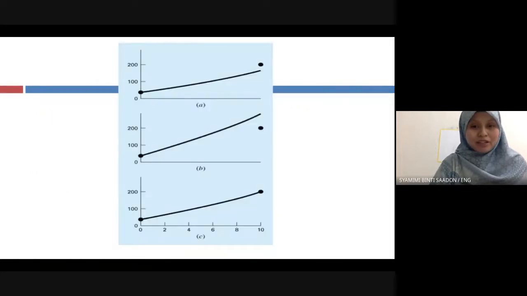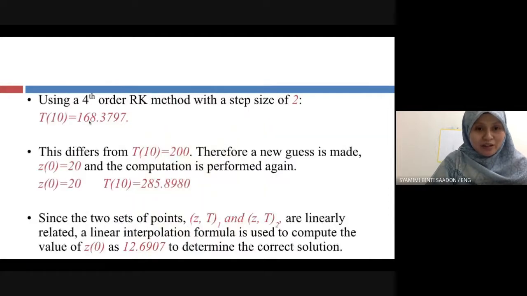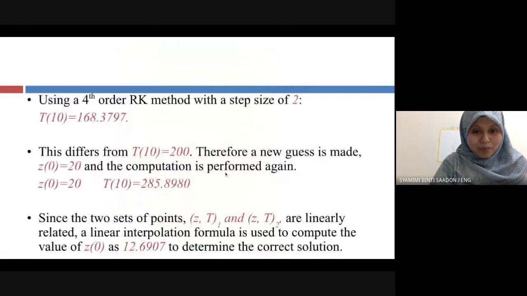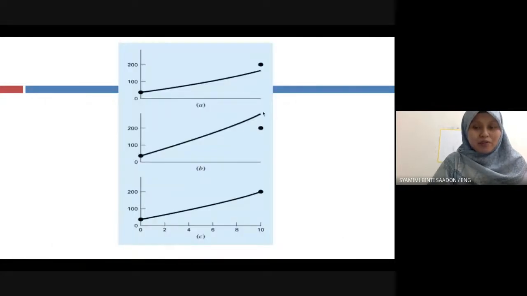Okay. So if we explain this graphically, the first guess of Z0 gives T10 of 168, but the correct solution is 200. So in the second attempt, we get 285, which is higher than the exact solution.